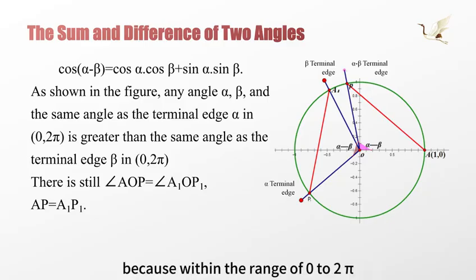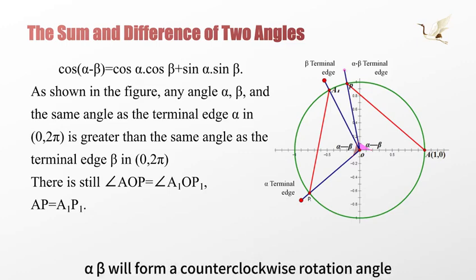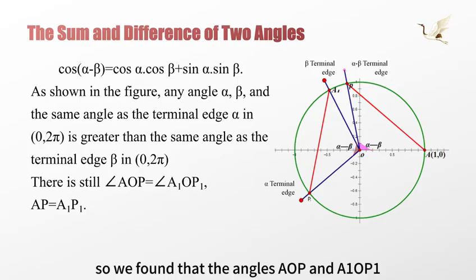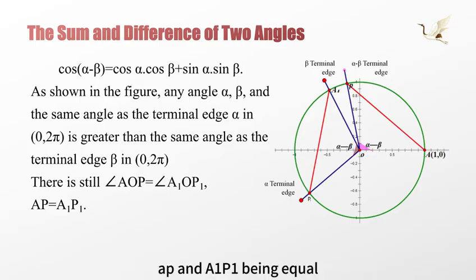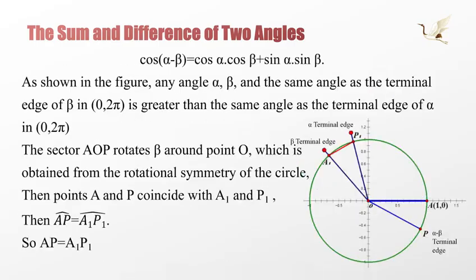Because within the range of 0 to 2π, the angle with the same terminal edge as alpha is greater than the angle with the same terminal edge as beta, naturally alpha minus beta will form a counterclockwise rotation angle, that is angle AOP. So we found that the angles AOP and A1OP1 are equal, which naturally leads to their corresponding chords AP and A1P1 being equal.